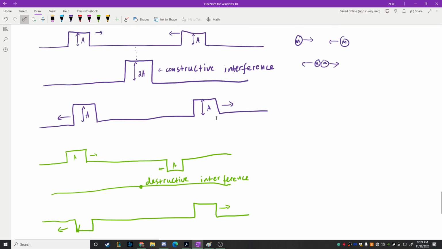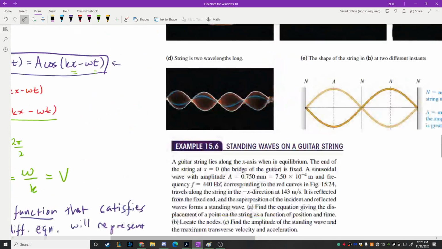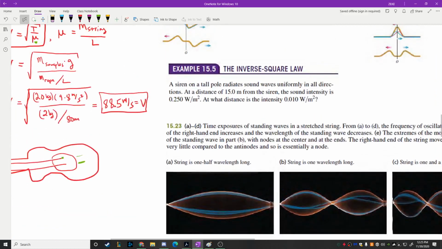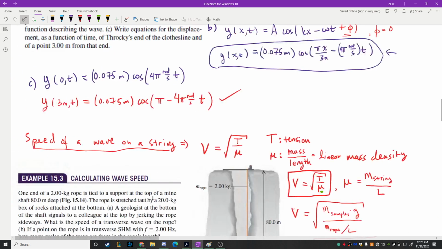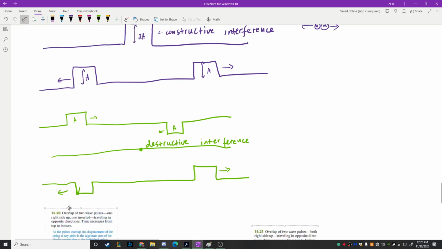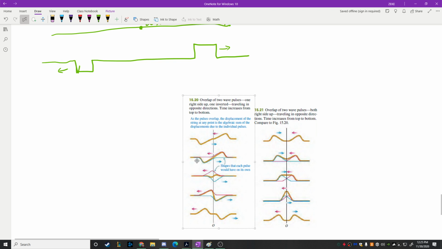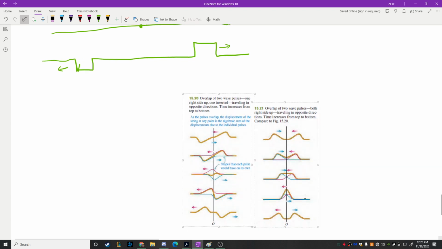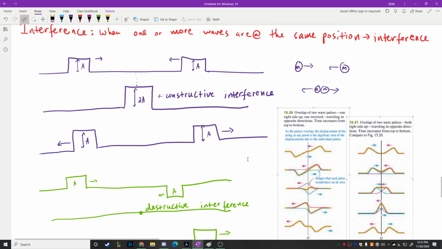So constructive and destructive. Your book has arguably a much better picture of this. Right here. Yeah, so this is your book's version of this.